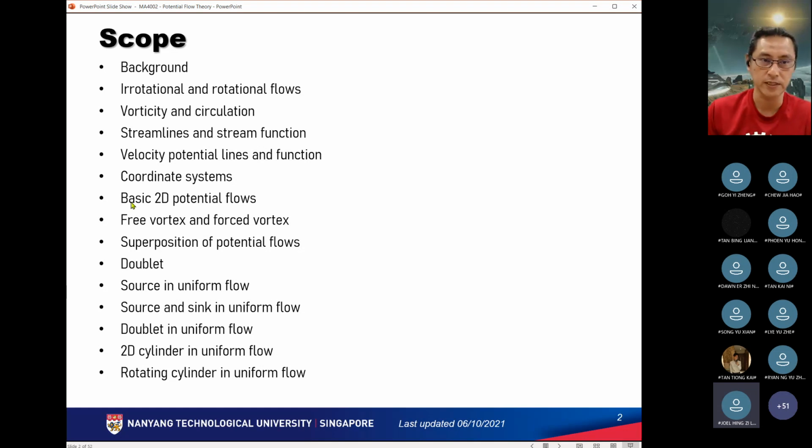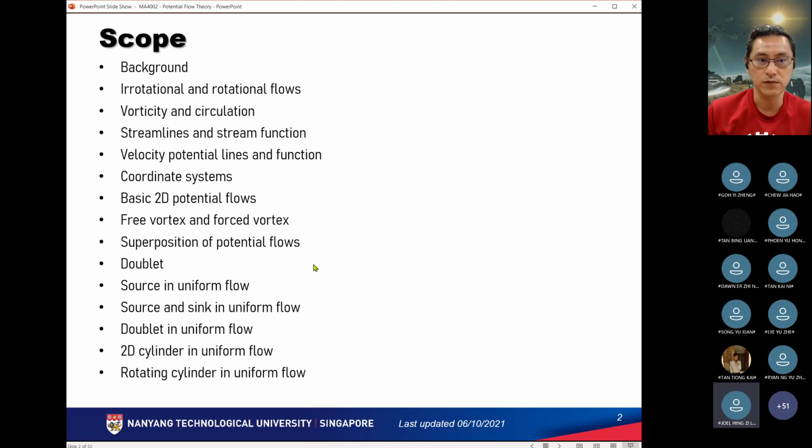We're going to cover basic 2D potential flow entities such as free vortex and forced vortex. What's the difference? We're going to be looking at superposition of basic 2D potential flows because of the fact that potential flows are based on linear mathematics. So we can literally add them. And once we add them, we're going to get very interesting scenarios. There are infinite ways of combining.